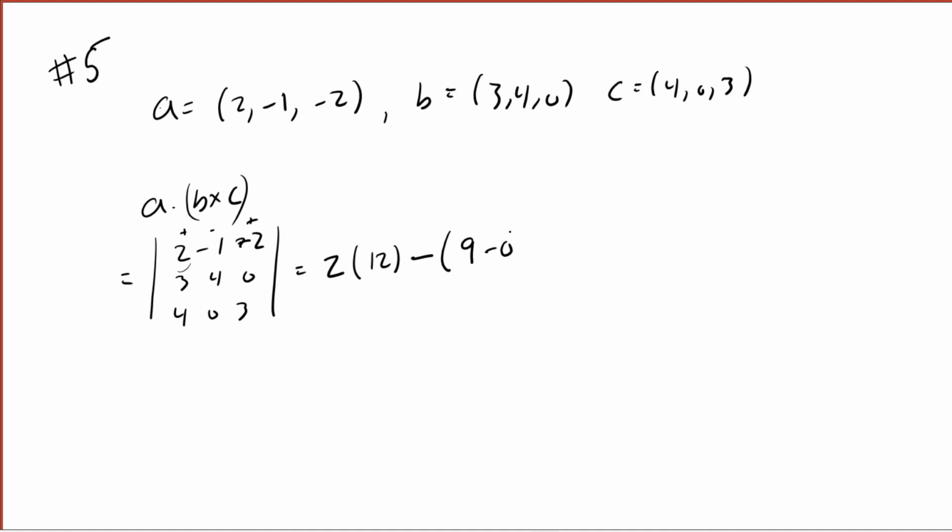I think I made a mistake on Wednesday when I did this in class. Plus, no, that's minus. Okay, hold on, I forgot a minus here. So we have minus here, so I do minus 1 times 9 minus 0. Plus minus 2 times, so I cross this one out, 0 minus 16.